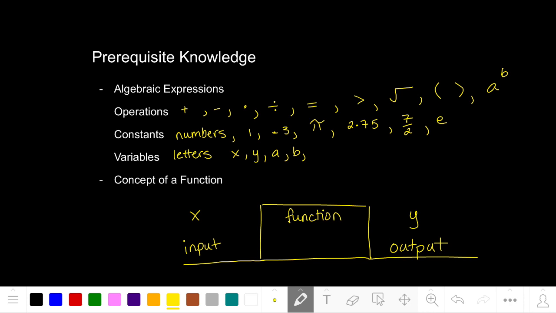So, for example, if our function was y equals 2x plus 1, and our input was 3, we would take our input and input it into the function. And then we would evaluate that function according to the order of operations. We would do 3 times 2, 6, plus 1, would give us our output, y equals 7. Very important that this is according to order of operations.